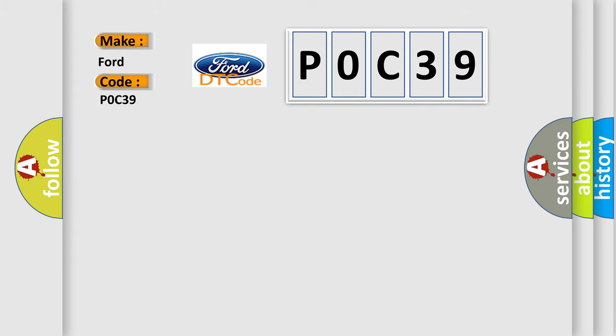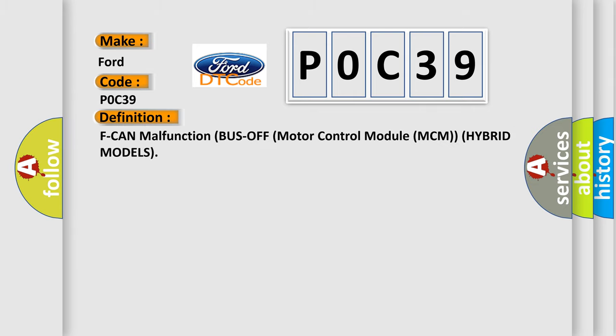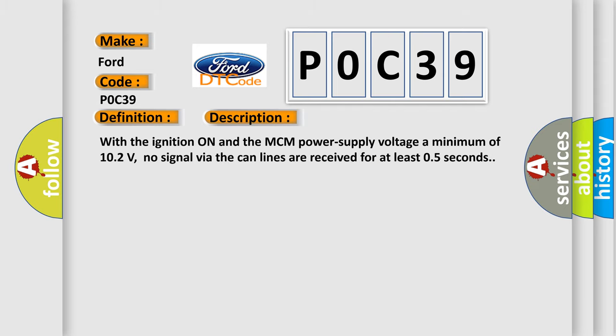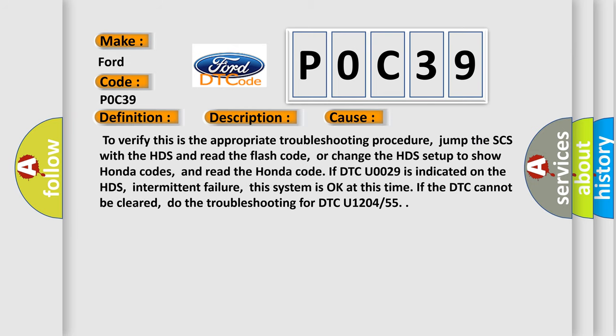The basic definition is: CAN malfunction, bus off, motor control module MCM, hybrid models. And now this is a short description of this DTC code. With the ignition on and the MCM power supply voltage a minimum of 10.2 volts, no signal via the CAN lines is received for at least 0.5 seconds. This diagnostic error occurs most often in these cases.